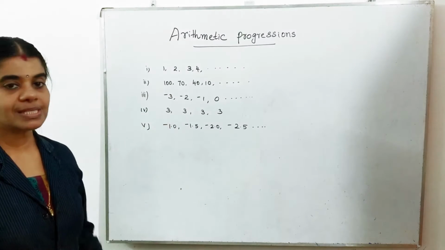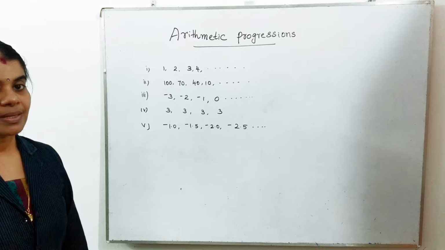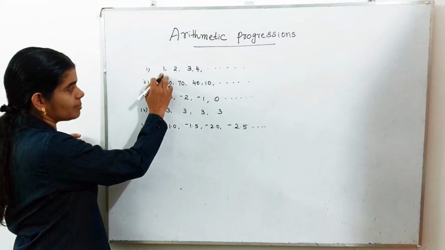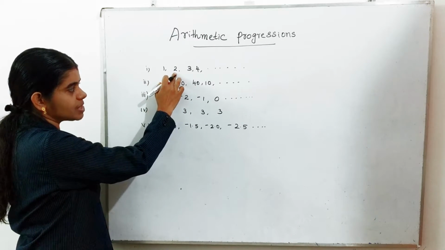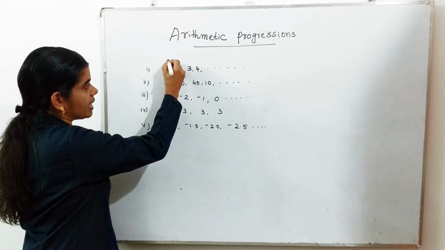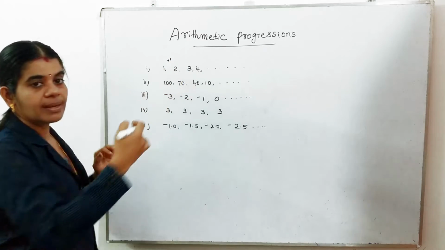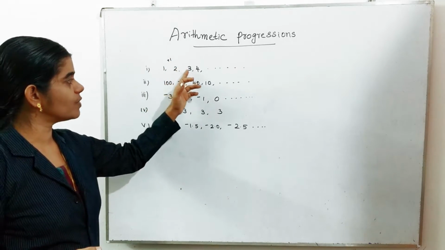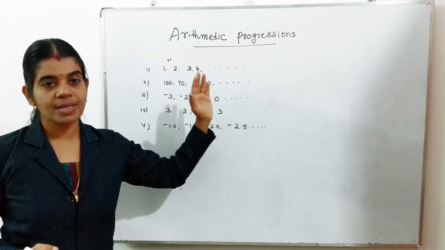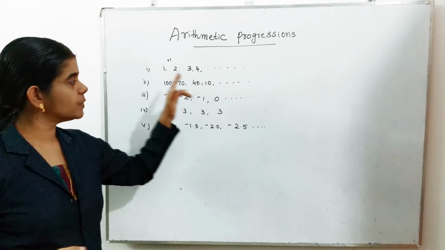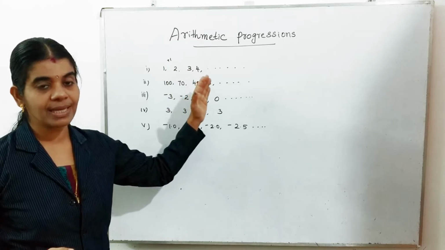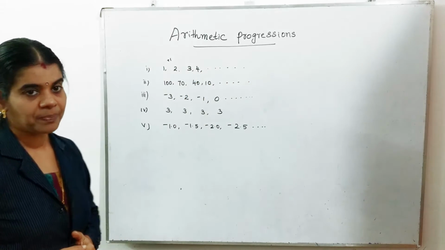Is there anything special about this number pattern? Just look. Here the first number is 1. Then next 2, 3. Then plus 1. After adding 1, you are getting the next term. Again if you are adding 1, you are getting 3. 3 plus 1 is 4. Therefore, one common number is added to get the next number.